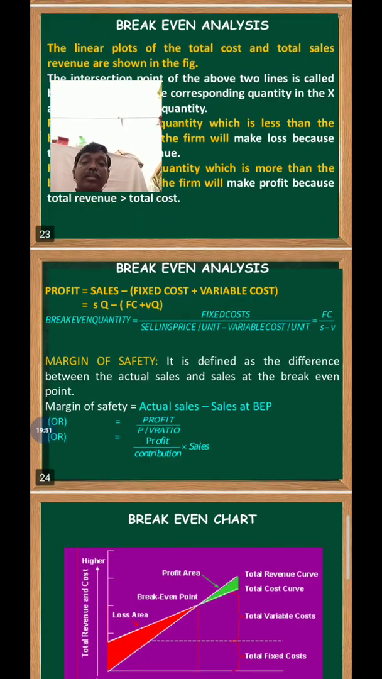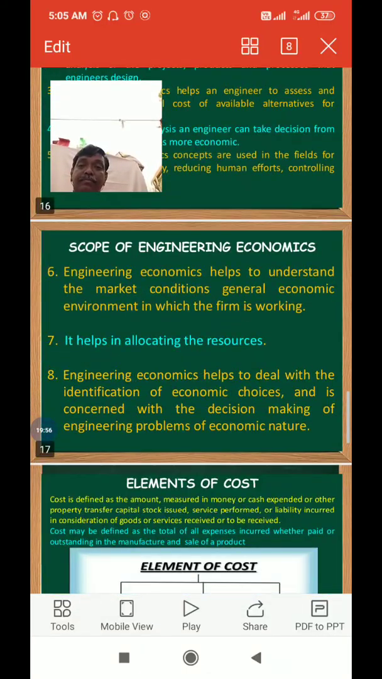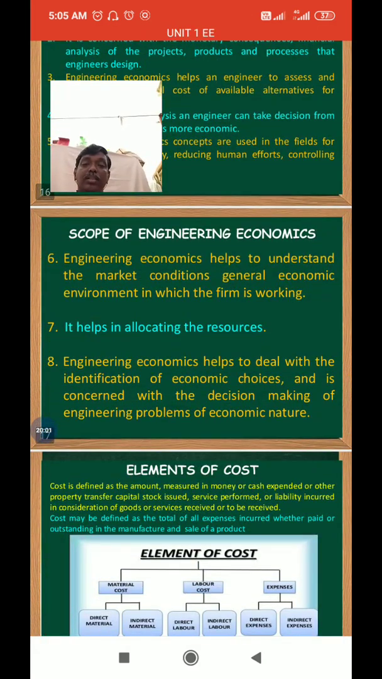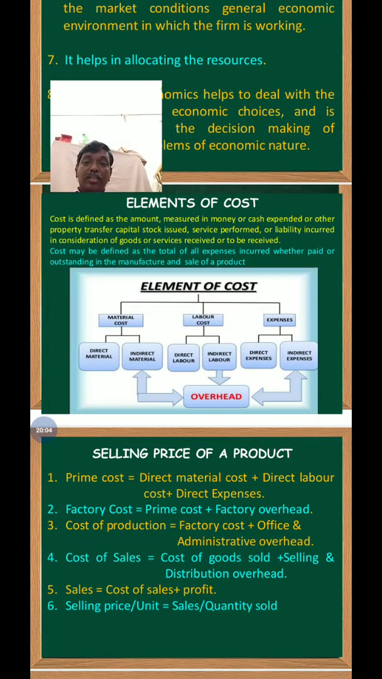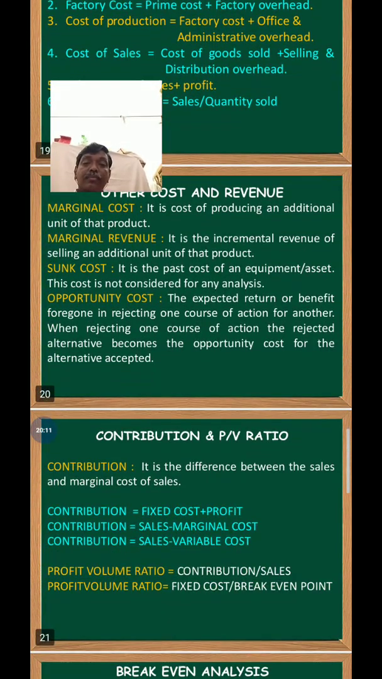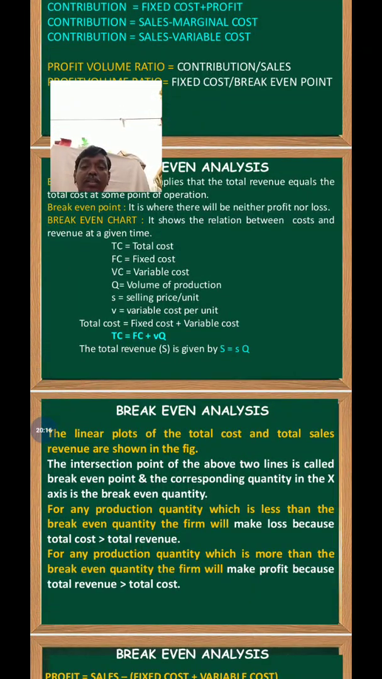What did we discuss in this class? What are the topics we covered? First is the scope of engineering economics, then elements of cost, then how to arrive at the selling price of the product, then other costs and revenues, then contribution to profit volume ratio, and break-even analysis. I hope you understand these topics well. Thank you. We will continue in the next class.